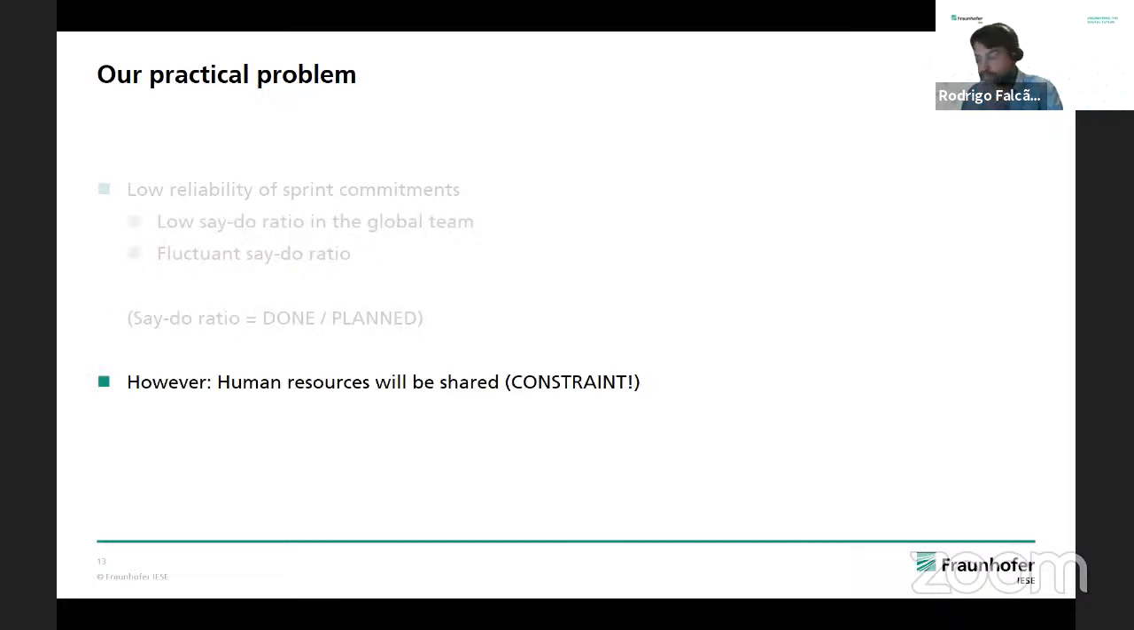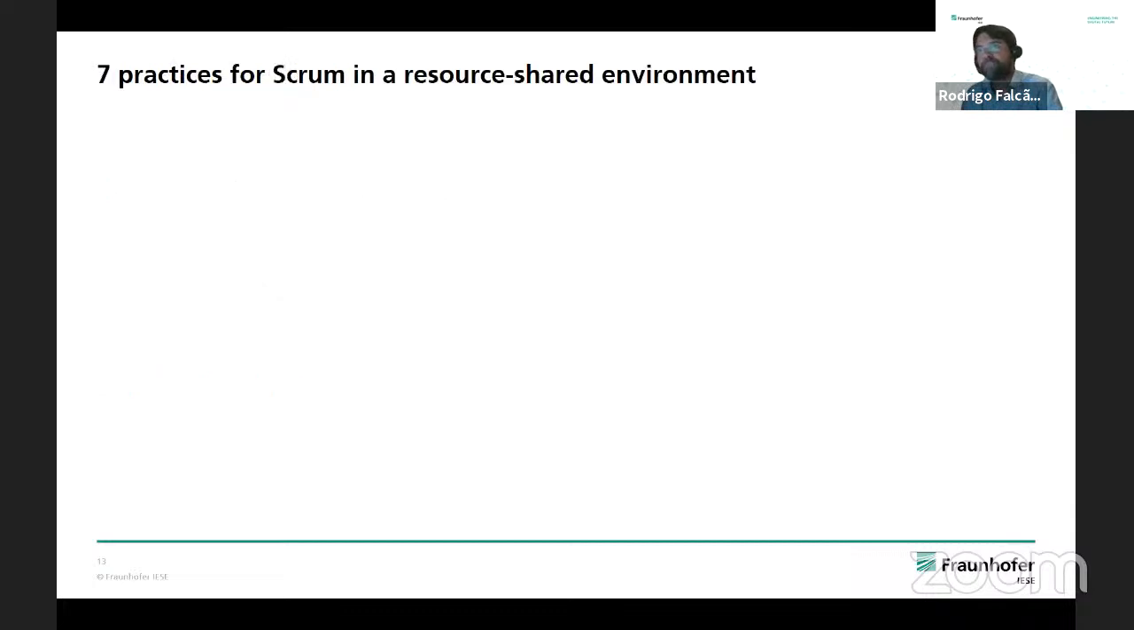Human resources in our context were shared, and they would be continuously shared, so we cannot revert the situation. Given this constraint, what could we do? Well, we tried to apply or incorporate some practices into our Scrum team, which I will summarize here in the slide. The focus of this presentation will not be the practices themselves, but I will at least list them here, so we have an idea of what we tried to do to improve the say-do ratio in our scenario.